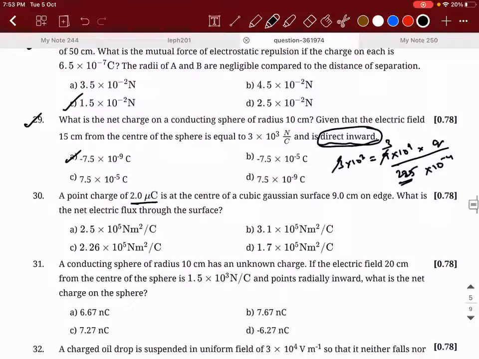Next, there is a point charge of 2 microcoulomb at the center of a cubic Gaussian surface, 9 centimeter on each edge. What is the net electric flux through the surface? Very simple.